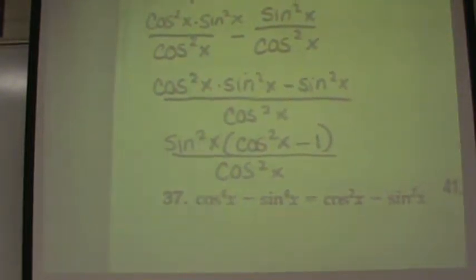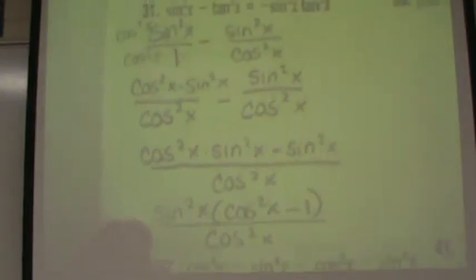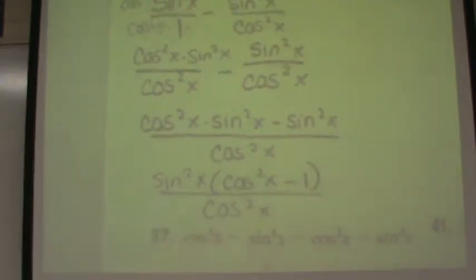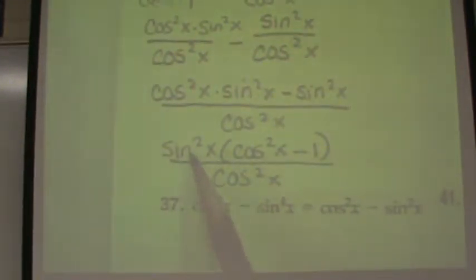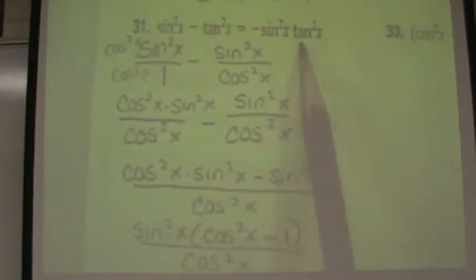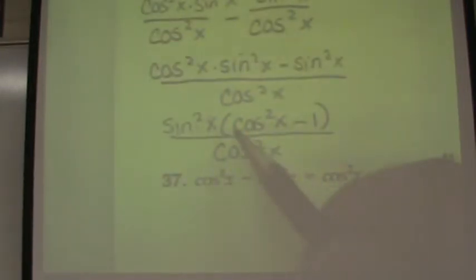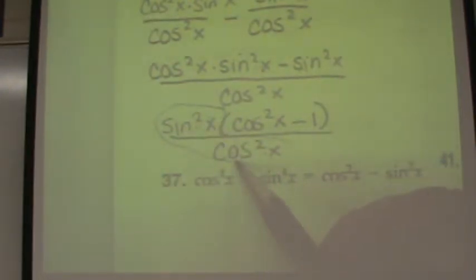Okay, now we're almost there. Check out what you need. Now this is a product. You can break this up. What is sine squared x over cosine squared x? Tangent squared x. So these two right here, that's equal to tangent squared. And this looks familiar.